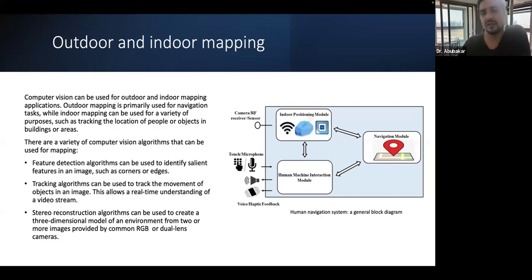Outdoor and indoor mappings, right? We can have a lot of indoor positioning modules, and we know that feature detection algorithms can identify images, corners, and tracking algorithms can track your movement. You can also do it using a simple RGB camera, for which we have developed an algorithm. For example, there is the NDT SLAM algorithm, which can help you make a 3D model of the environment around you.